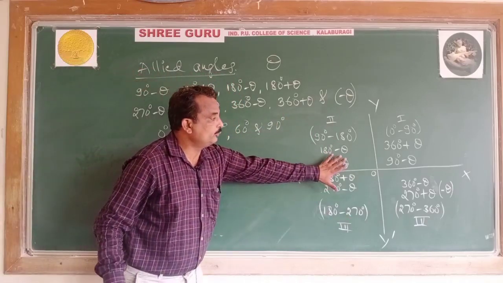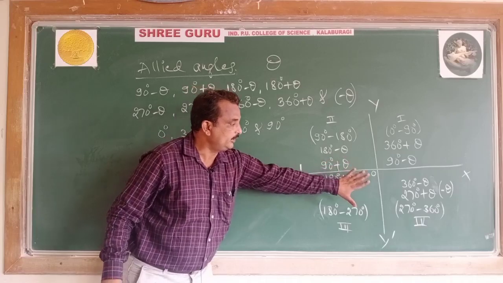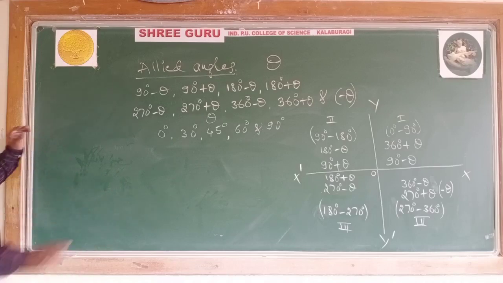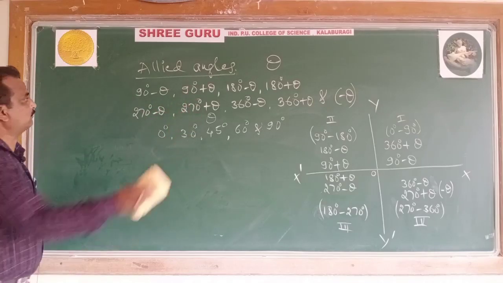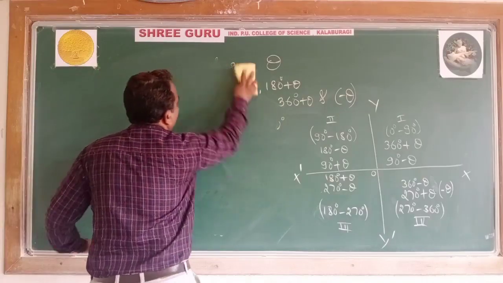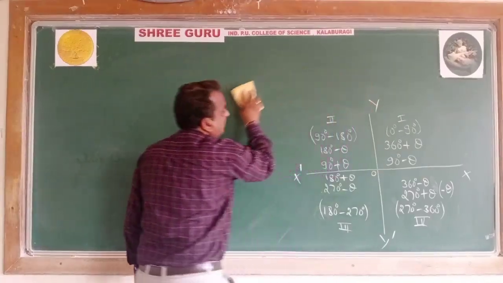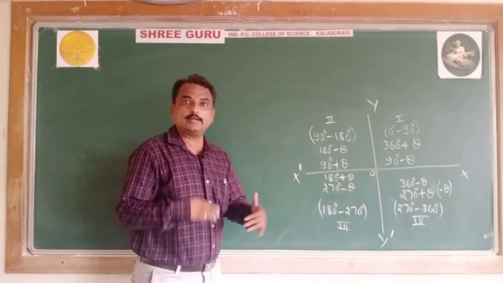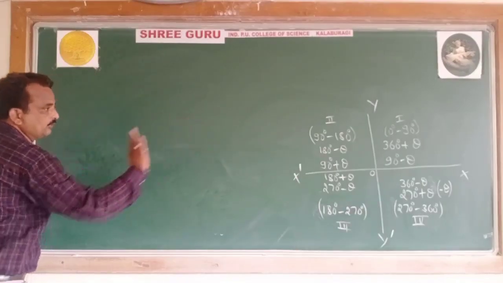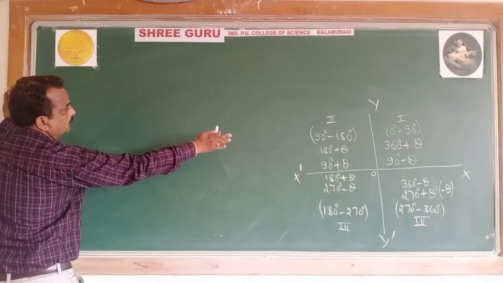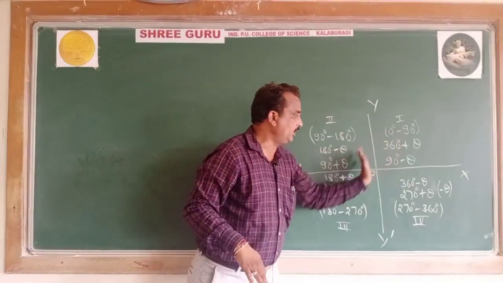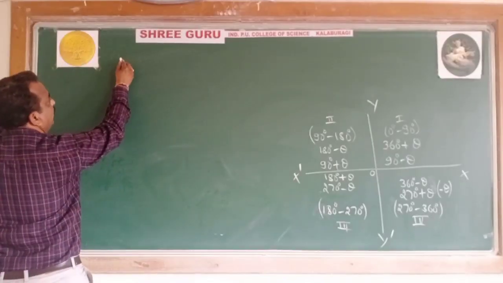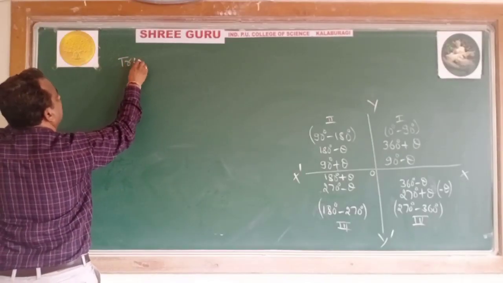So these are the positions of these allied angles, students. You have seen the positions. Now let us go one by one. These are the allied angles, the angles allied to theta. All these allied angles are converted into the form of standard angles and their values calculated. I have shown one example here. Now we'll go one by one through all these allied angles.